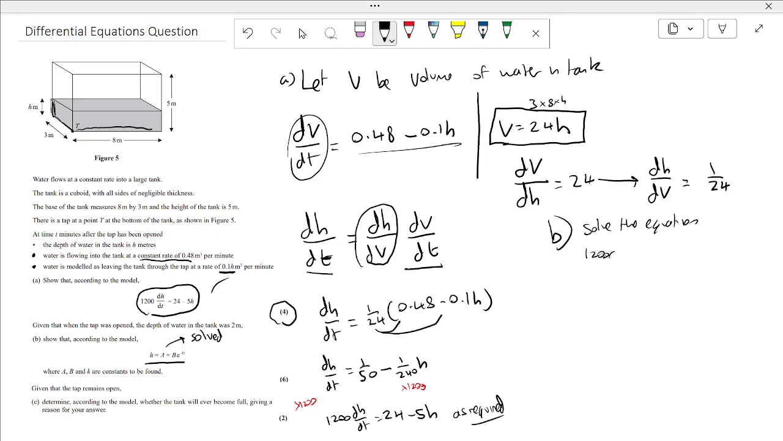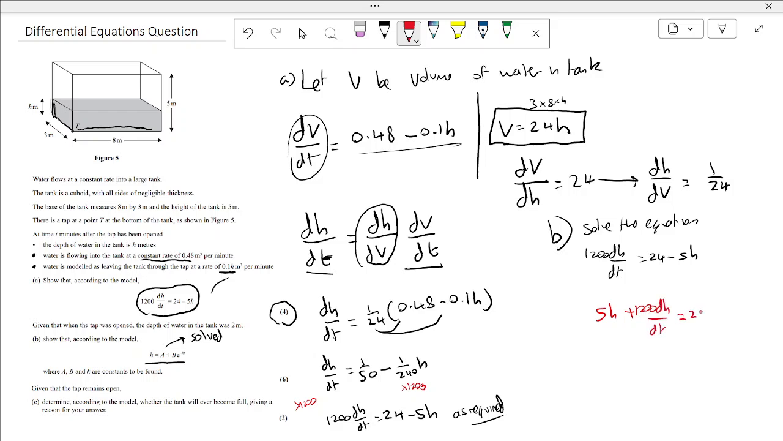So 1200 dh by dt is 24 minus 5h. I need to determine if this is an easy question where I just have everything in terms of t and I just integrate. Well, that's not the case, right? There's an h. So it's going to have to be a separation of variables. I said in the last video, you need to make sure all your h's are on one side to do the separation of variables. Adding over the 5h is not going to be any good.